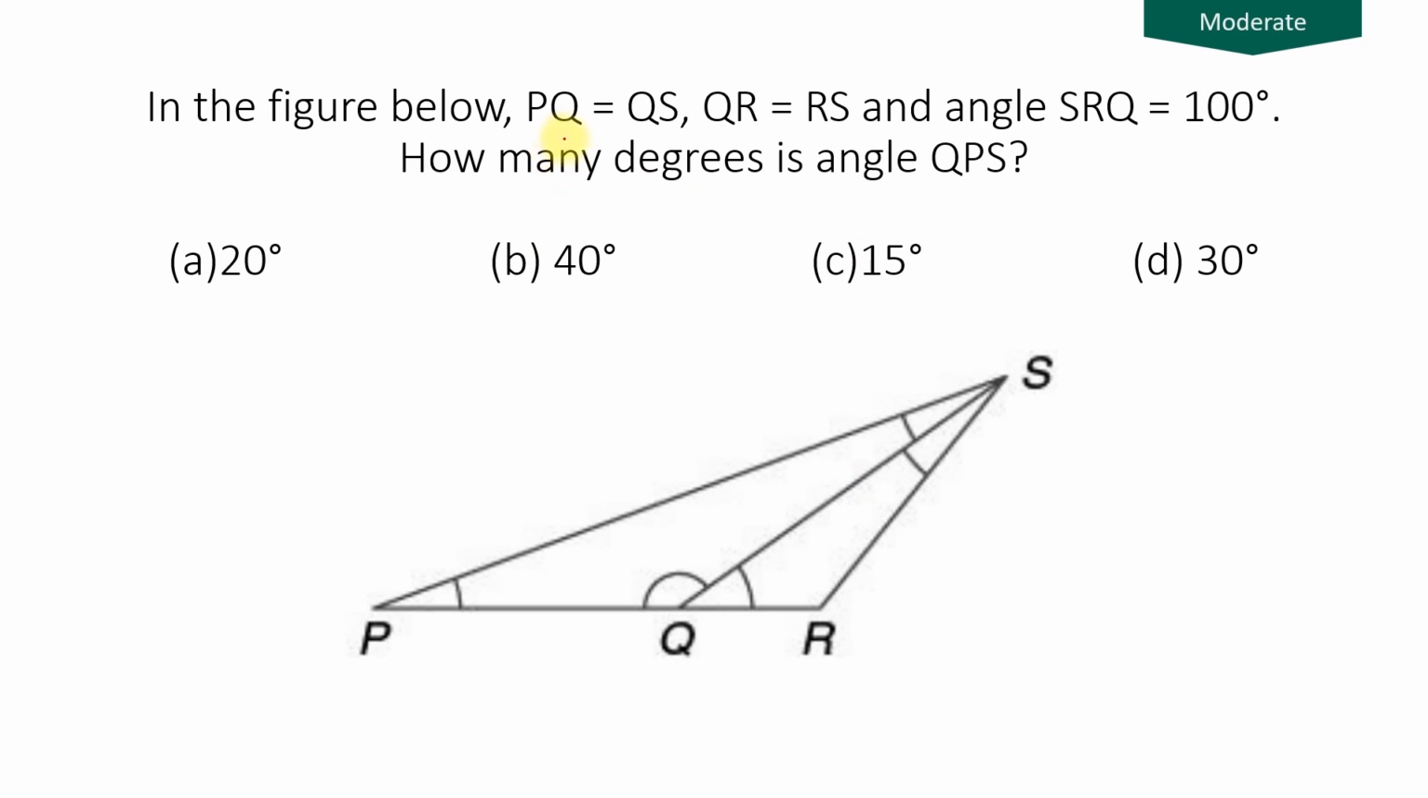In this diagram, PQ is equal to QS. So if you're looking at this triangle PQS, this is an isosceles triangle, which means this angle at P is also equal to the small angle PSQ. Second thing given is QR is equal to RS. So these two sides are also equal. So if we look at this triangle SRQ, these two small angles will also be equal. And we are given that angle SRQ, this angle, is 100 degrees.